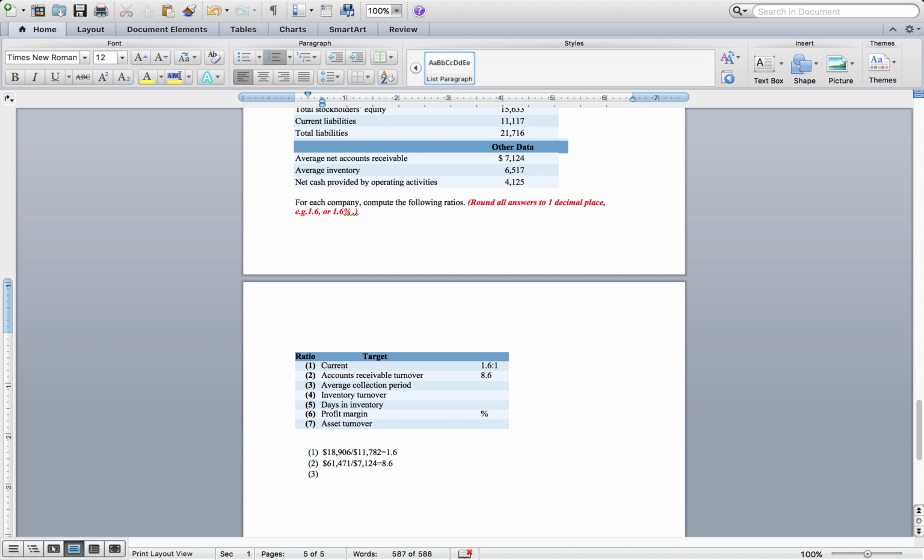That's the next part now. My average collection period. Again, take 365 days and divide by what we just calculated, my AR turnover, divide by the 8.6. So that'll be 42.4.